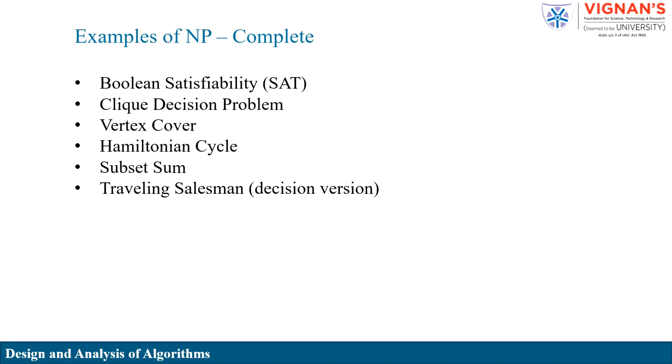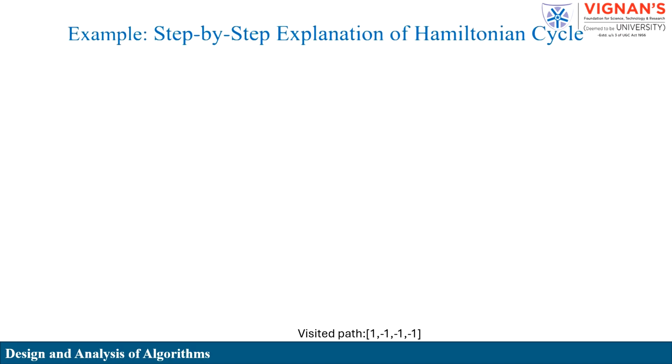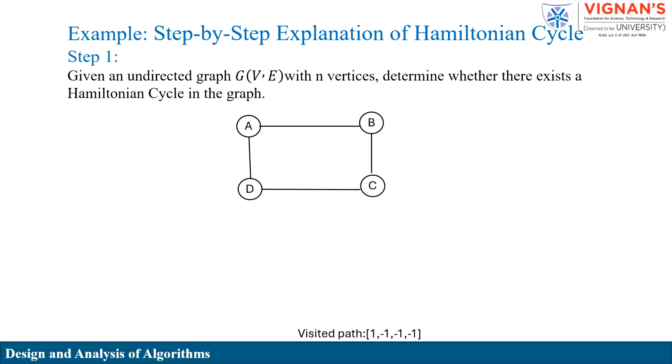Example: step-by-step explanation of Hamiltonian cycle. Step 1. Given an undirected graph G(V, E) with n vertices, determine whether there exists a Hamiltonian cycle in the graph. We begin the Hamiltonian cycle by selecting vertex 1 as the starting point. The path currently contains only the starting vertex.